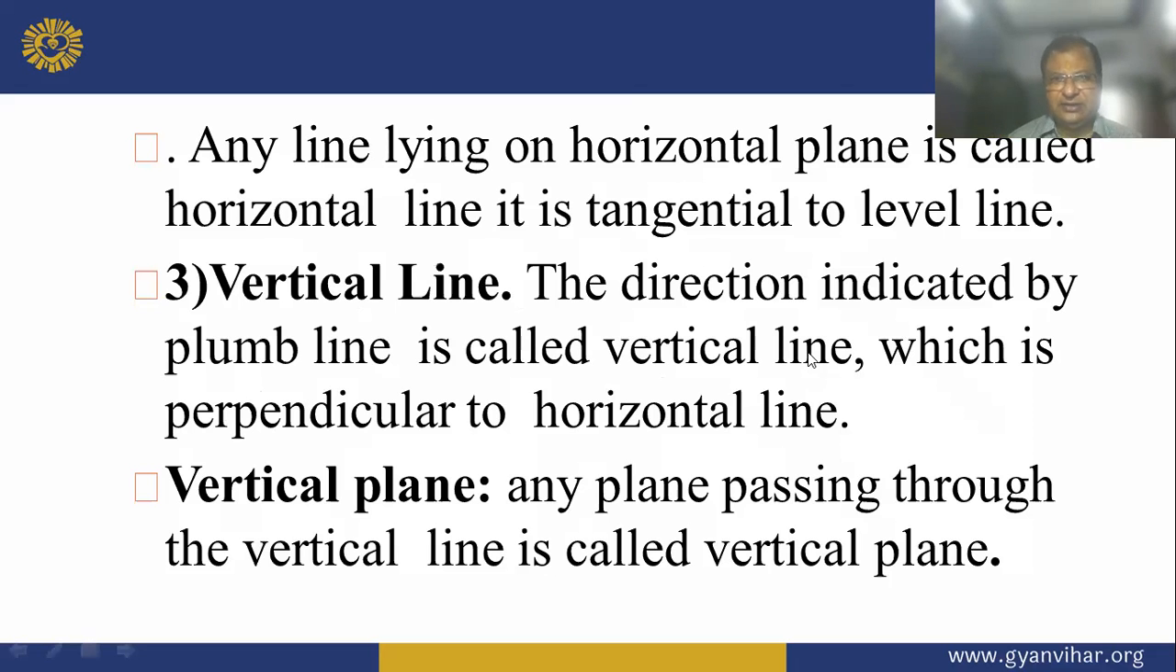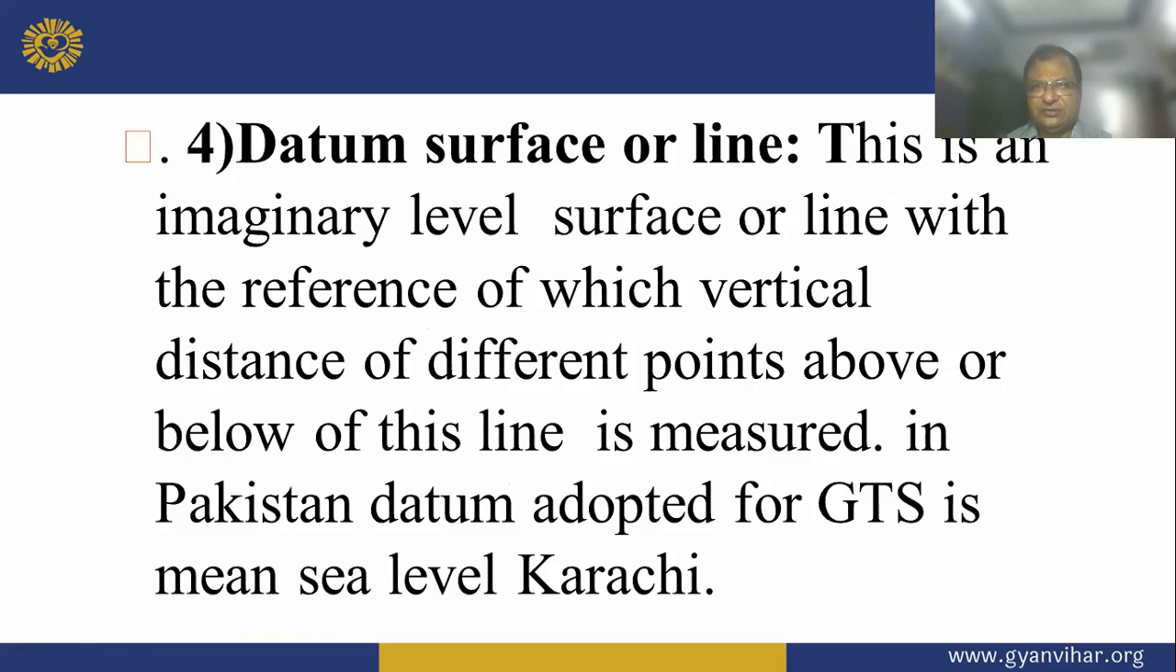Any line lying on a horizontal plane is called a horizontal line; it is tangential to the level line. The direction indicated by a plumb line is called the vertical line, which is perpendicular to the horizontal line. Any plane passing through the vertical line is called a vertical plane. And the datum surface.